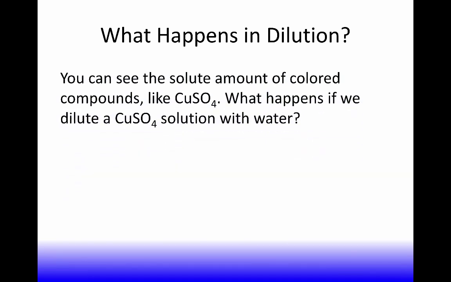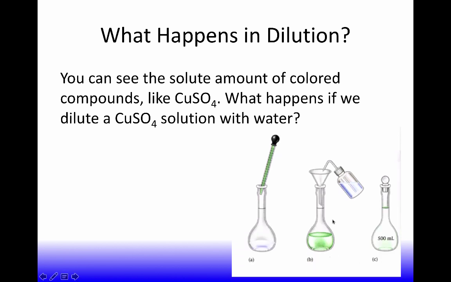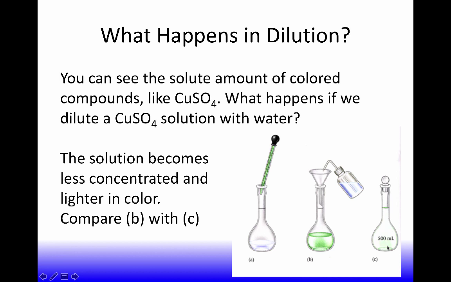Now you can see the amount of solute, if it's colored, using compounds like copper 2 sulfate. What happens when we dilute copper 2 sulfate with water? Well, it starts out, here you can see in B, kind of a dark color. They added some copper 2 sulfate, added some water, filled it up to 500 mL, and it became a much lighter color. So B compared to C. So if you have a colored solution, it's really easy to see what happens when it's diluted. It's got to have a lower concentration and it'll be lighter in color.